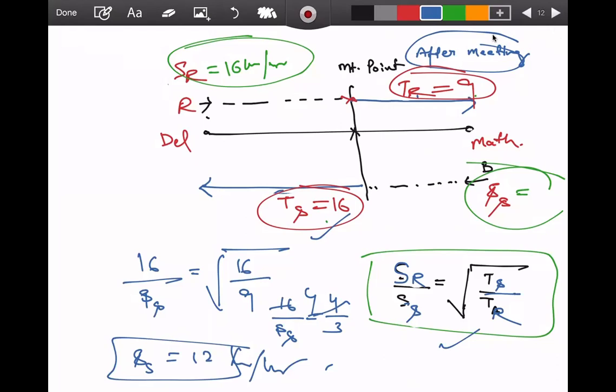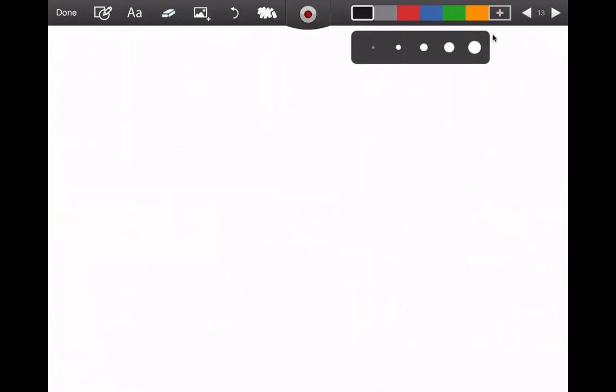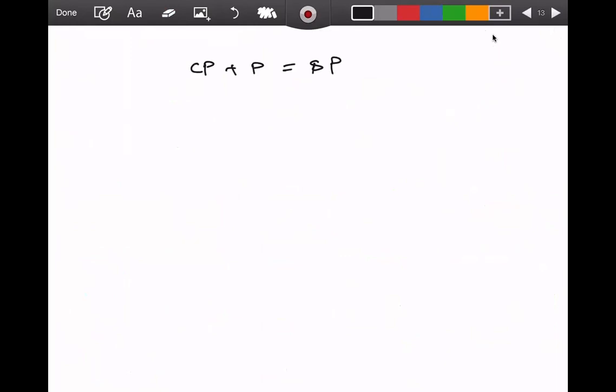Any other doubt? Anyone? Go ahead. If selling price is doubled and the profit triples, find the profit percent. CP plus P is SP. If SP is doubled, profit is tripled. CP remains the same. Now you have to find the profit percent. The formula to find profit percent is P upon CP into 100. So we don't need SP.